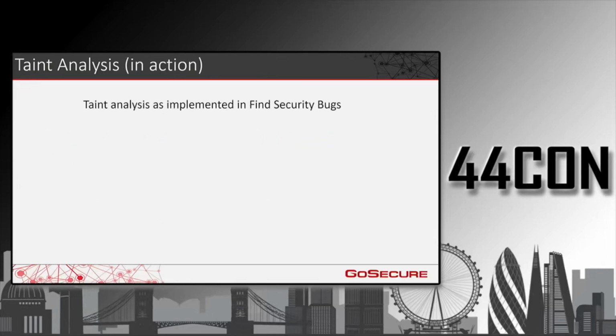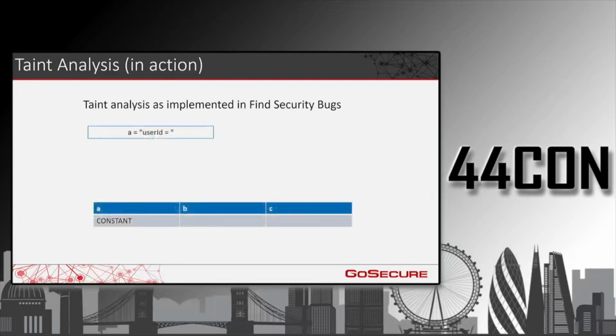So, like the symbolic execution, I have a quick step-by-step example of how data analysis works. It's going to be similar to the previous code we saw. First, there's a variable that is initialized with user ID equal. So this is a static string. In Find Security Bugs, this is going to have the state constant, so considered to be safe.